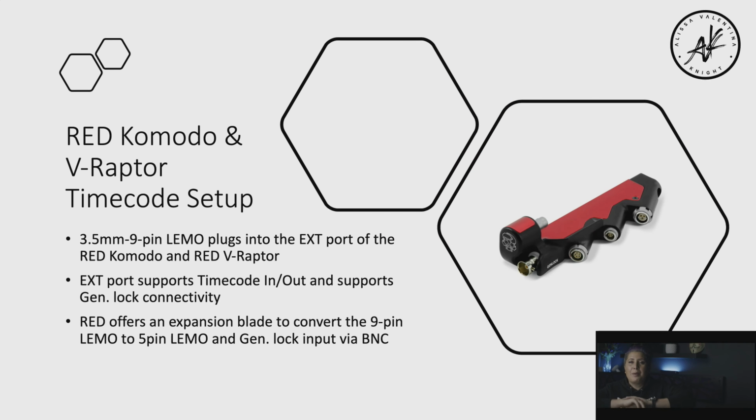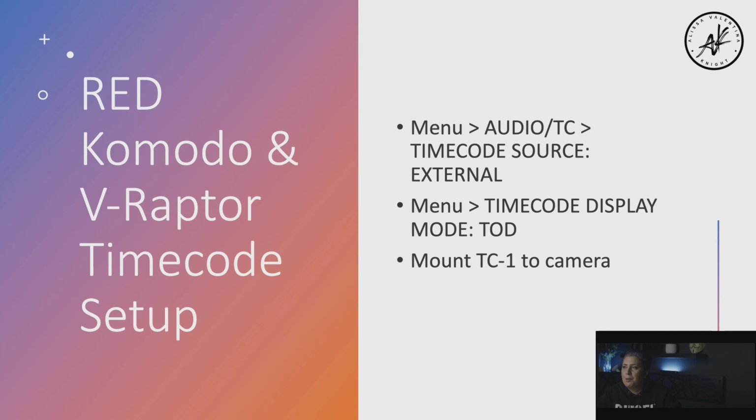So the RED Komodo and V-Raptor timecode setup is very simple. You're just going to go into your menu system. You're going to scroll over to the audio TC setting in the menu, and you're going to change your timecode source to external. Now, some camera systems will have an internal timecode generator. Most people do not use it. It's not very accurate. They have issues. Just understand that, for example, the RED camera system does have an internal timecode generator. Also, as a matter of fact, the MixPre-10 has one as well.